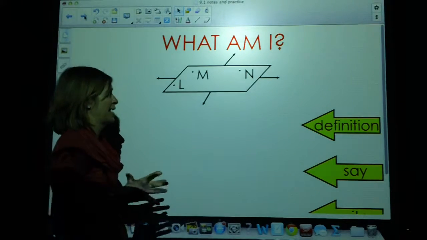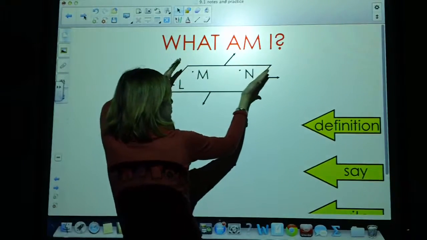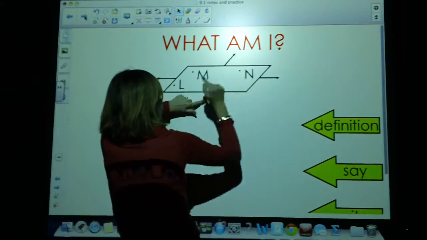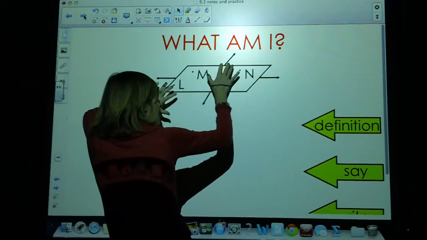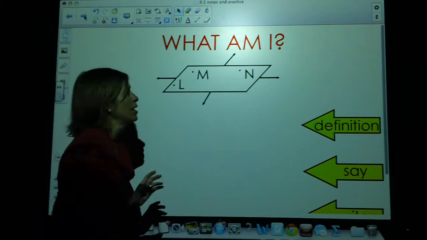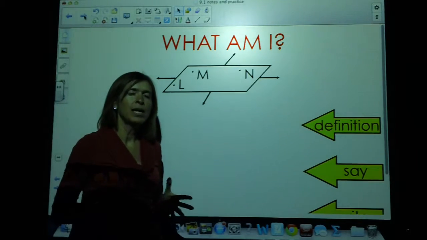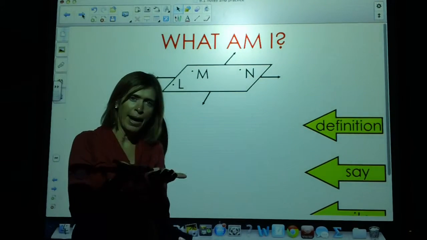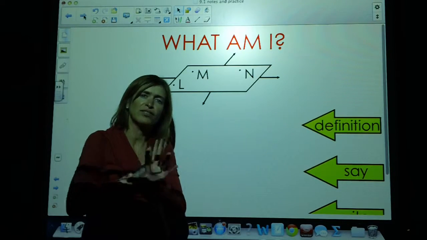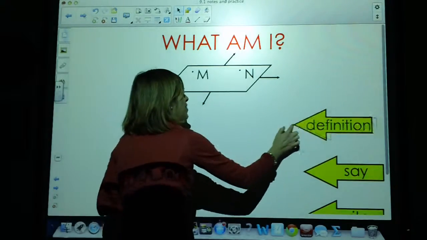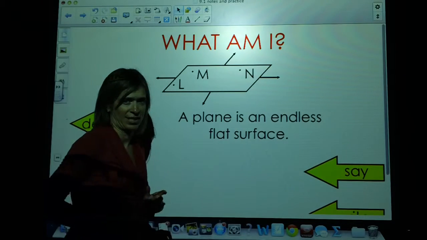Oh, what am I? Now this is really hard because this looks like a little parallelogram, and these arrows going off it, what they mean is they extend in both directions. Now those arrows are normally not there. This is a plane. I want you for now to think of a plane as a piece of paper, a flat piece of paper that extends in both directions forever, okay? And that's the definition. A plane is an endless flat surface.